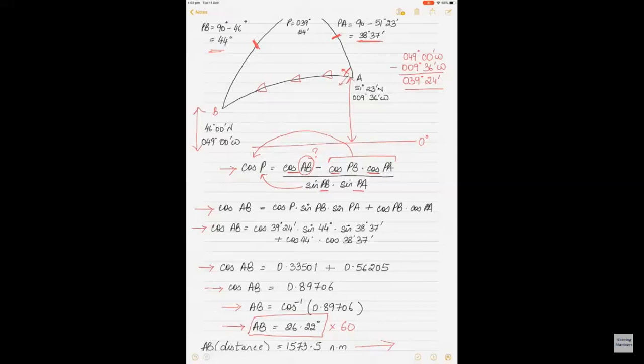Now, how do we solve that? If it is less than 90, then it means it is still in the northwest quadrant. If it is more than 90, that means the vessel is on a southwest quadrant. So let's calculate the initial course or angle A.